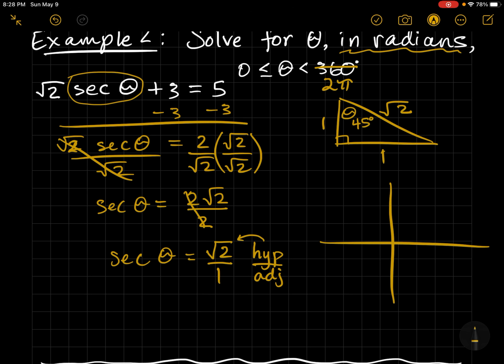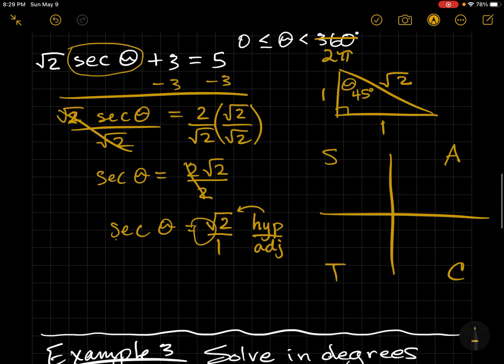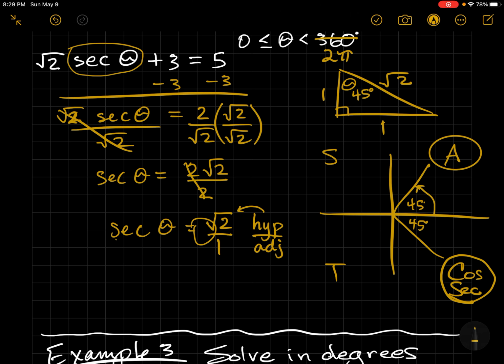Okay, so at this point, I evaluate the signs and I say, where is secant positive? See, there's no negative sign there. This is positive. So all students take calculus. Secant goes with the cosine. So secant is going to be positive in the first and fourth quadrant. So I need a 45-degree reference angle in both of those quadrants.